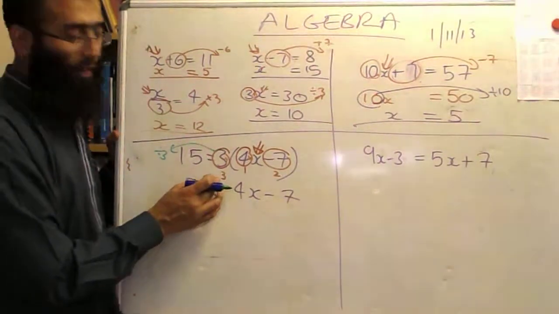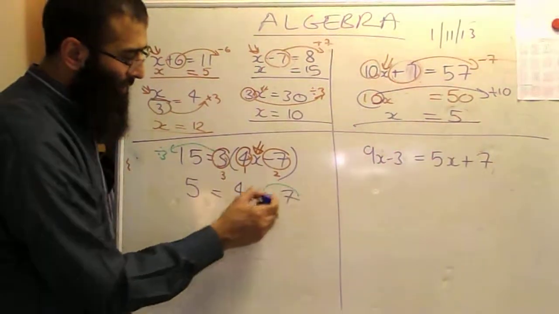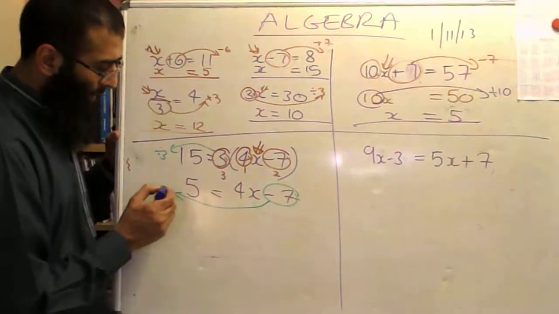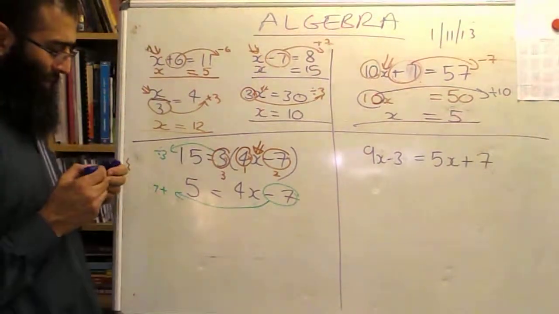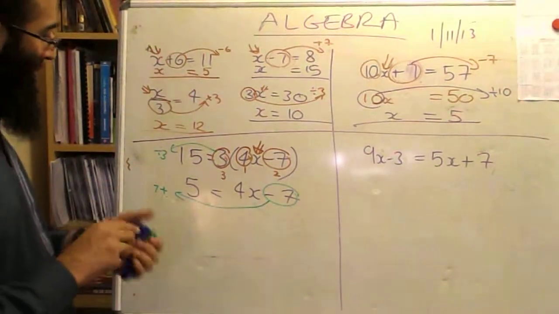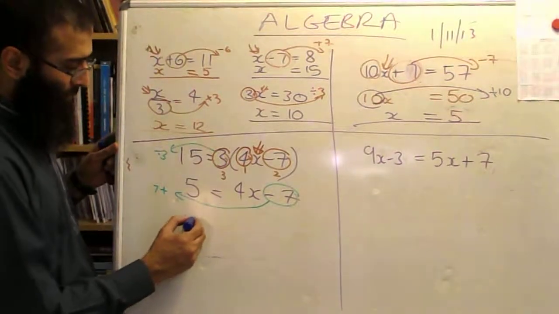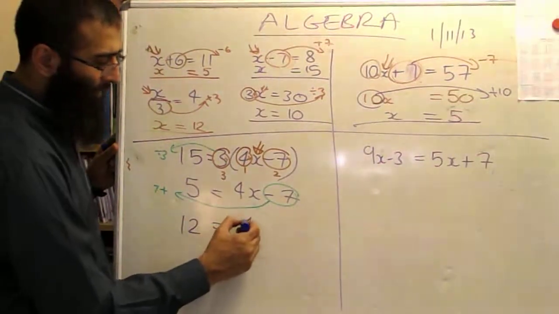So third action goes first, then the second action. So the second action is minus 7. Opposite of minus 7 is? Plus 7. So we have 5 add 7 on this side. That will give us a total of 12. And what we have left on this side is 4x.